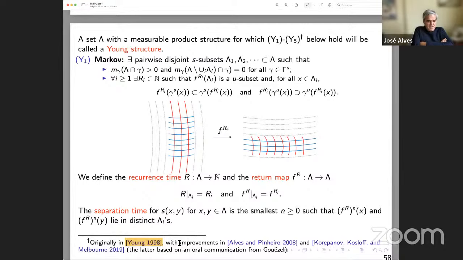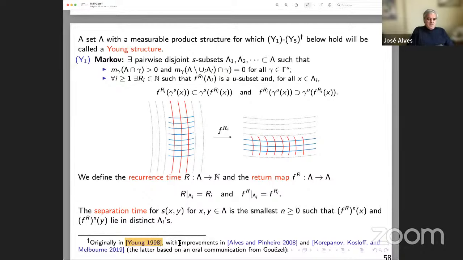The conditions of Young imply some other conditions, and those that are implied are in some sense simpler than those that Young stated as her conditions. So I think it's better to put the simpler conditions since they are implied by the original ones. But there's a simplification which is actually a strong simplification which deserves to be included here, and I will tell you in a minute what it is.